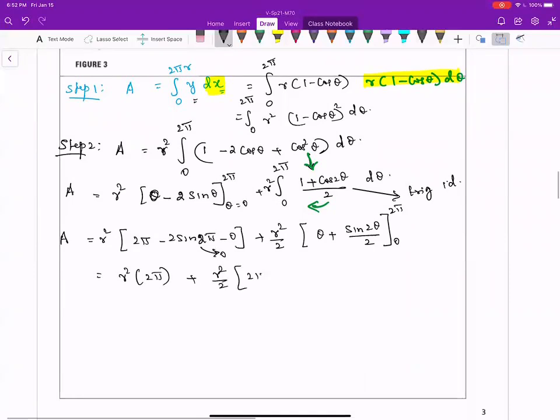Then you're going to substitute the upper limit. Upper limit is 2 pi. Then the upper limit sine of 2 times 2 pi would be sine of 4 pi. That would be 0. The rest of the values would be 0. So here you're going to cross these out. So you are left with 2 pi R square plus pi R square. That will be 3 pi R square.